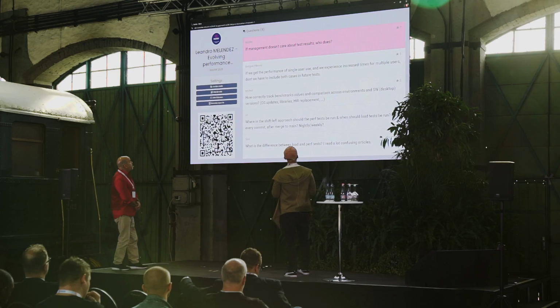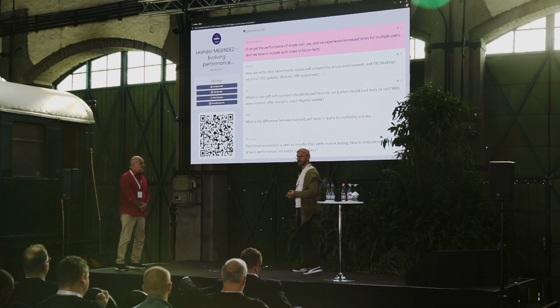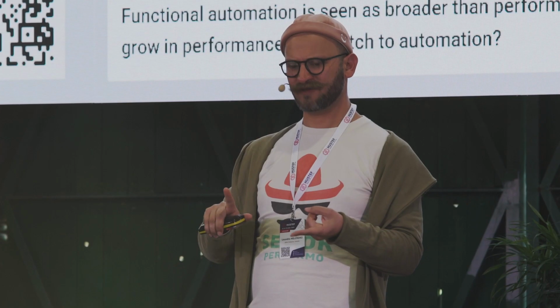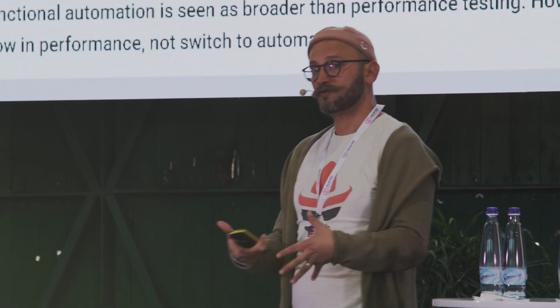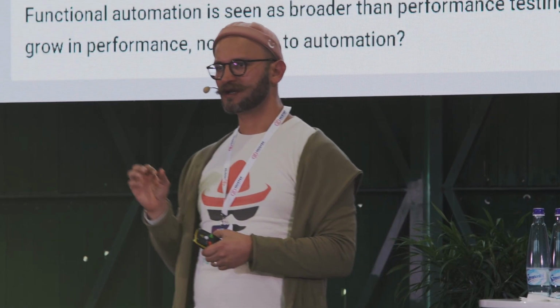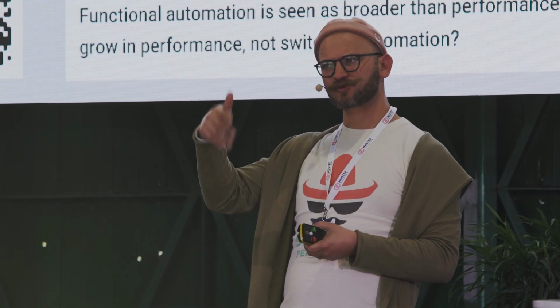Okay. If we get the performance of a single user use and we experience increased times for multiple users, don't we have to include both cases in future tests? Not necessarily, because in the first time, if you caught that problem, if it doesn't appear for a single user and it appears for multiple, well, fix it there. Hopefully, it won't appear again if you have good observability, if you are checking that process. A good practice is like, we had a problem this sprint with this process, leave an alert on that after you fix it, of course, and leave it for a few sprints.